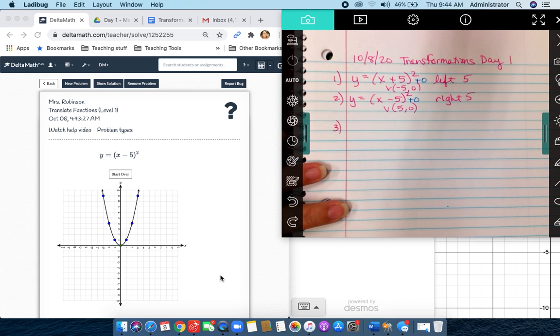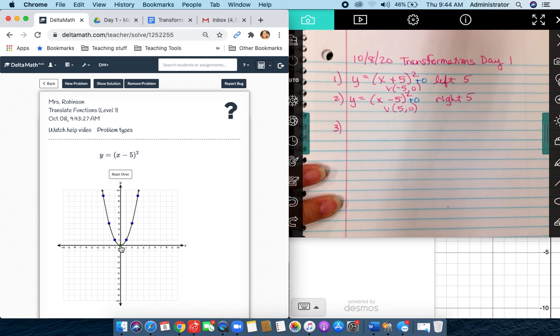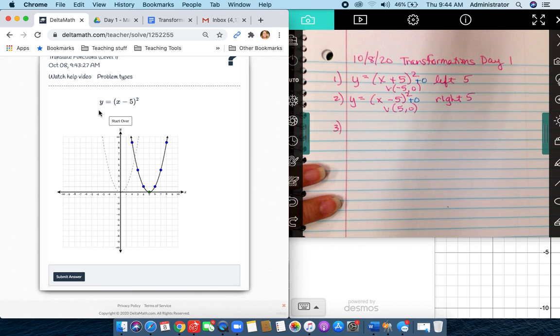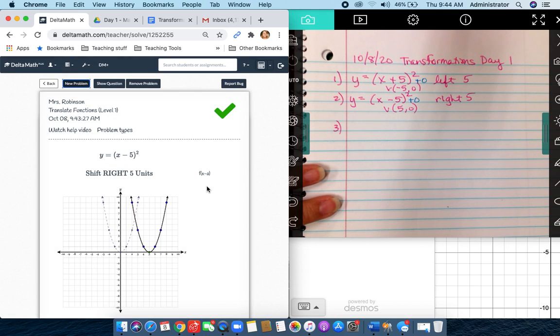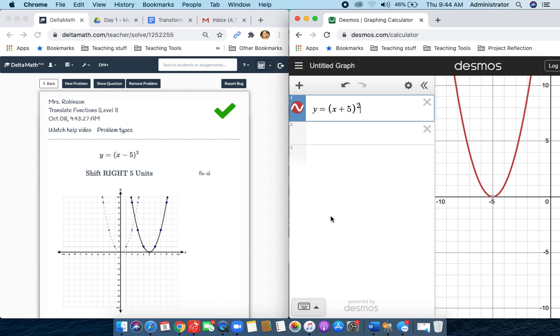Really important. So now that I know I'm going to go right 5, I'm going to take this and shift my parabola right 5. Make sure it sits on (5, 0). So notice again, minus, I'm actually going to shift in a positive direction. And if it's plus in parentheses, I'm going to shift it in the negative direction. And that's good. But remember, like I said, you could always go to Desmos and just change it up here.